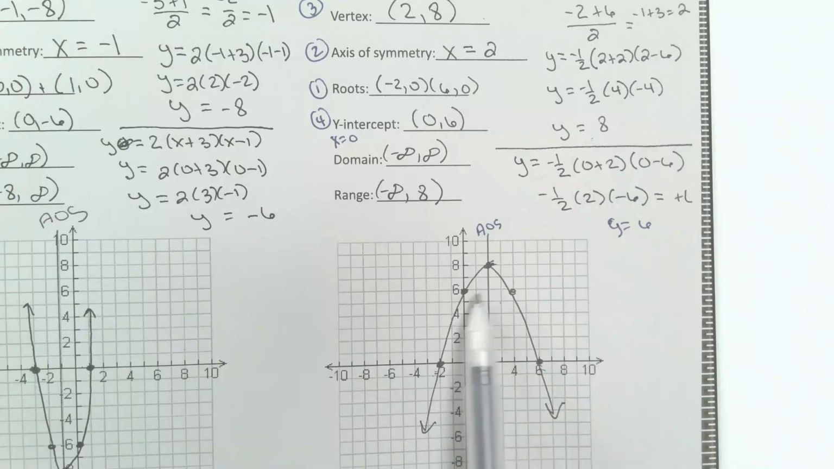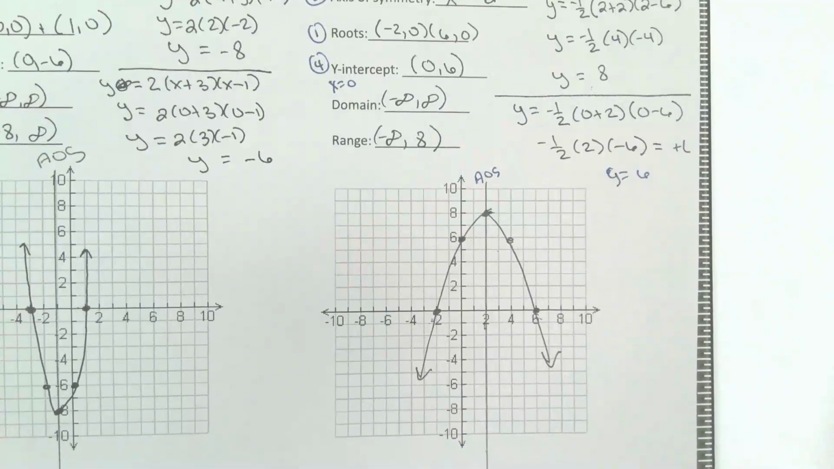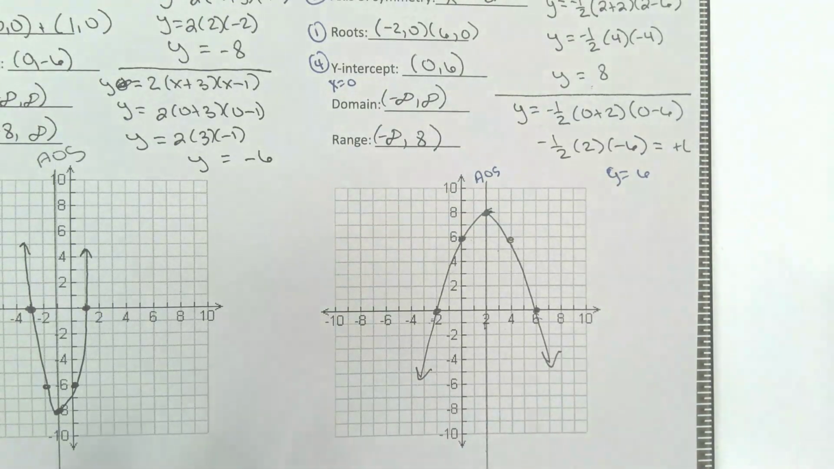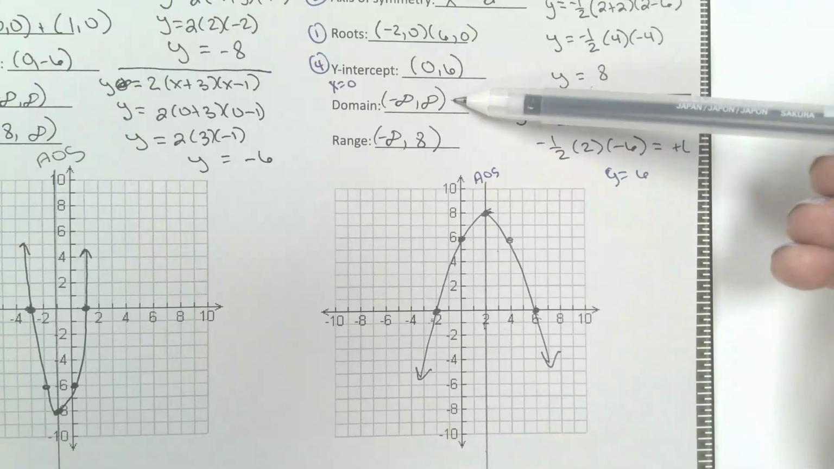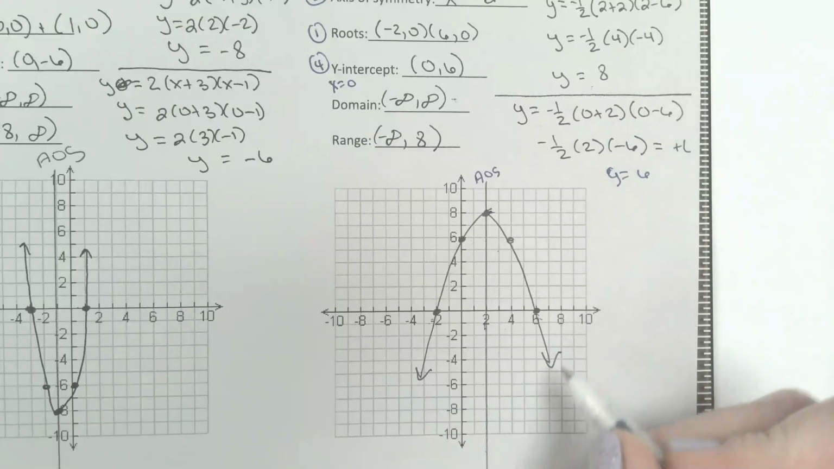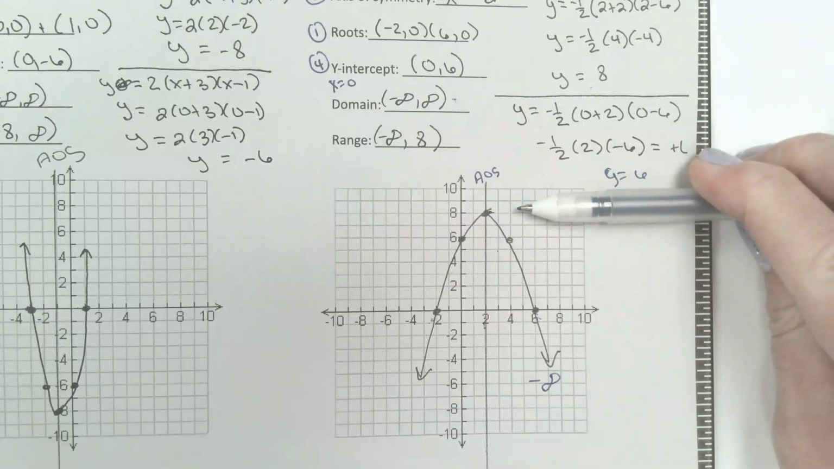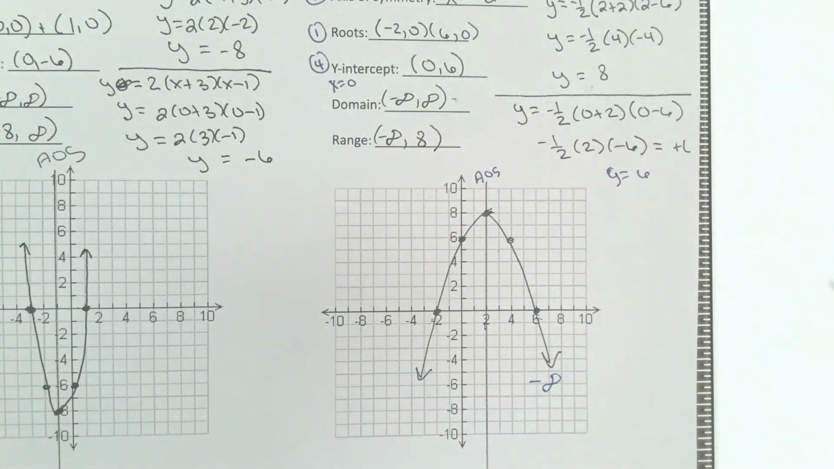This is 2 to the left. I reflect it. I got another one 2 to the right. I have 5 points, and so I sketch it. My domain is always -infinity to infinity. My range goes bottom up, so this is pointing down to -infinity. So it goes -infinity up to 8. We'll do the back side tomorrow.